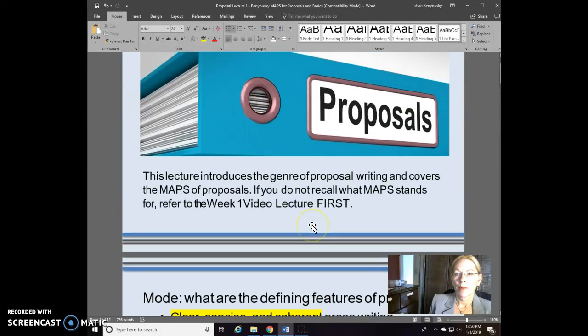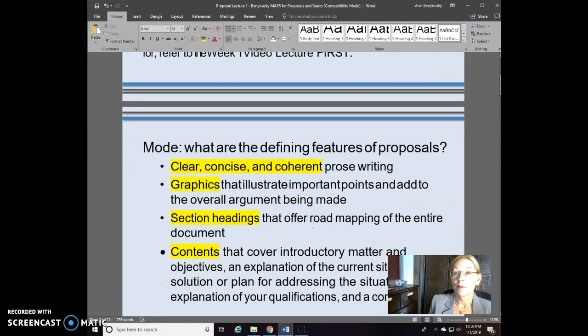First of all, remember M stands for mode. So what are the defining features of a proposal when we're talking about mode? What does it look like? First of all, our writing in this class will follow the 3 C's. There are 4 C's and 5 C's, but the 3 C's are the most important. That's clear, concise, and coherent prose or writing.